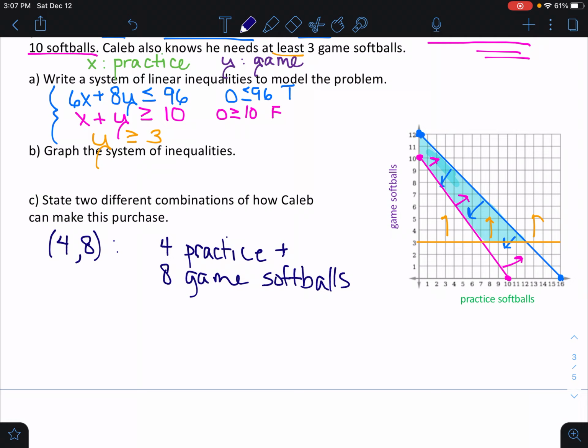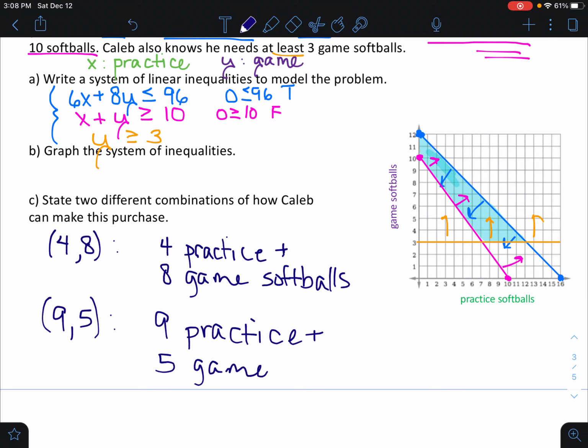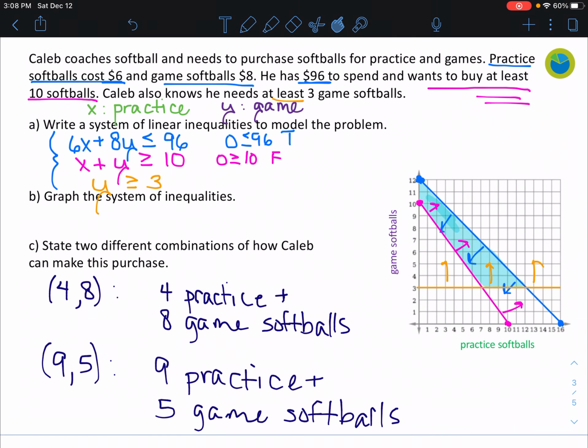That would work for him in the solution region. Another point that would work would be, looks like (9, 5). So he could buy 9 practice softballs and 5 game softballs. So really anything in there is going to be solutions. Obviously there's lots of other points that you could use there, and this is really what you're going to be doing on your assignment.